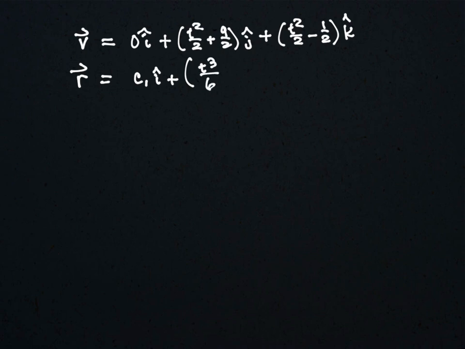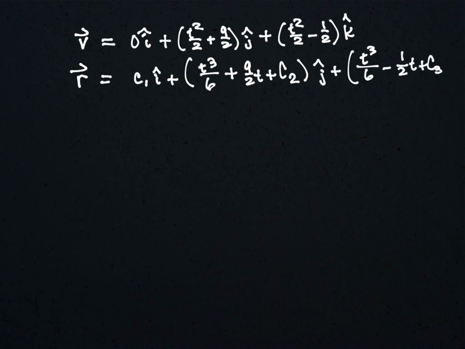T to the third over 6 is correct. 9/2 t plus c2 first, and then j hat. All right, we got the t squared over 2 again, so now it's t cubed over 6, 1/2 t, and then plus my c3. Okay.